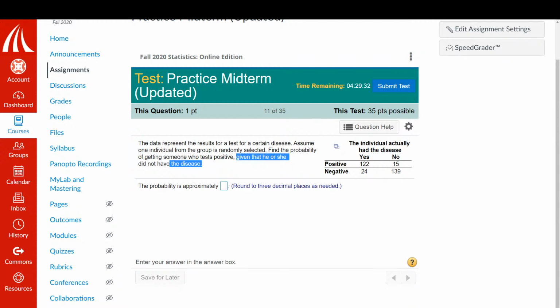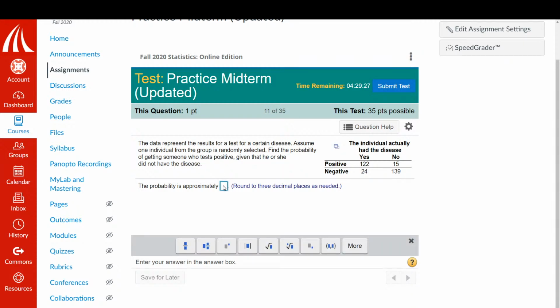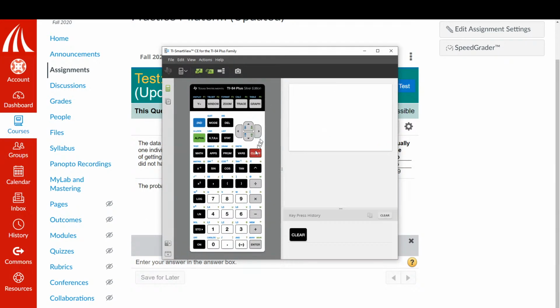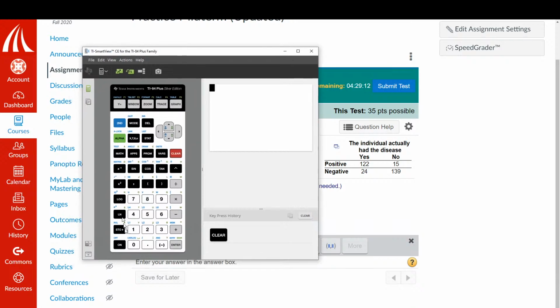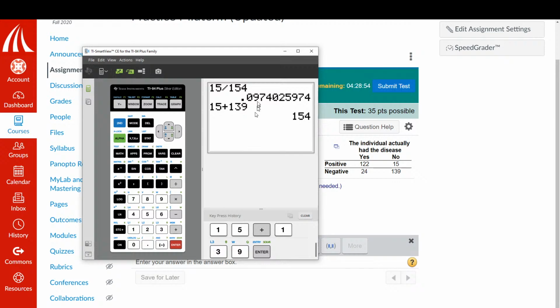And you can add that up. That's 15 out of 154. And they actually want you to round it to 3 places. So here we go. 15 divided by 154. And keep in mind, the 154 is coming from the 15 and 139. Let's double check that. And now they want us to round it to 3 places. That's going to be 0.097.